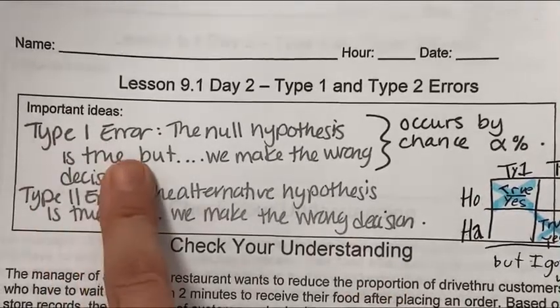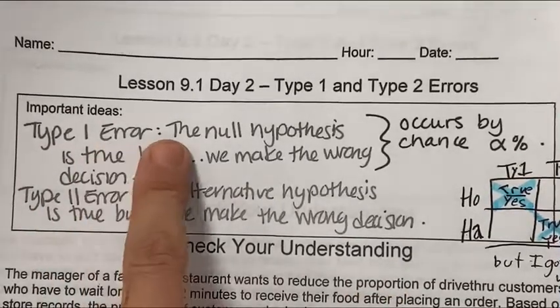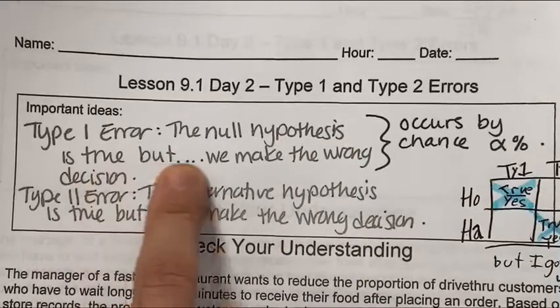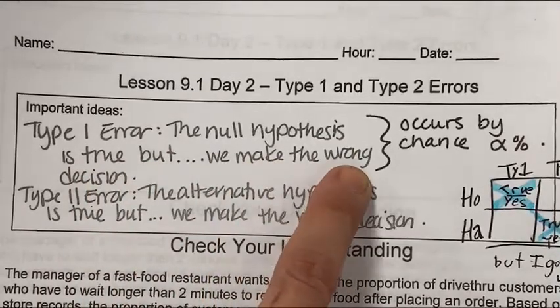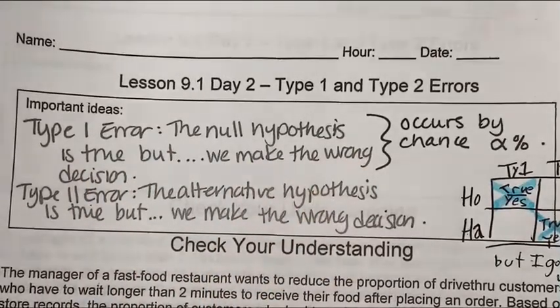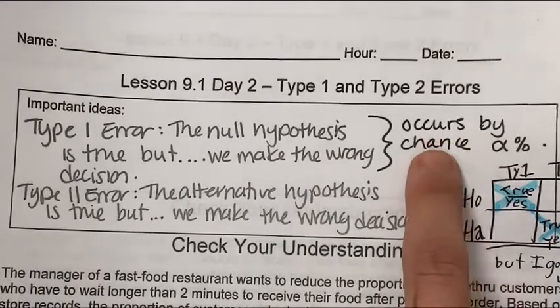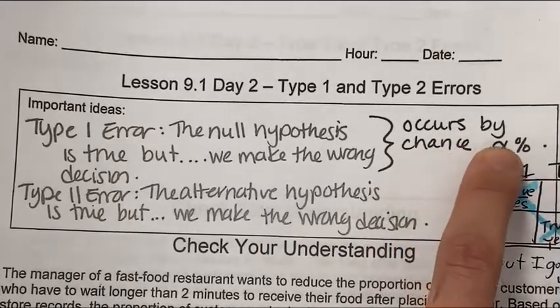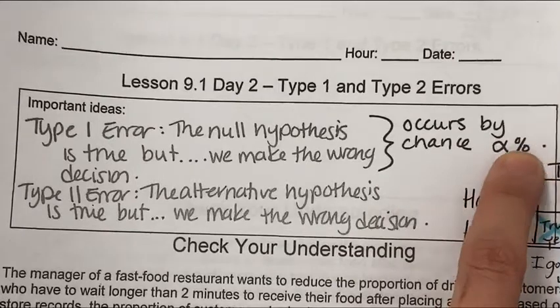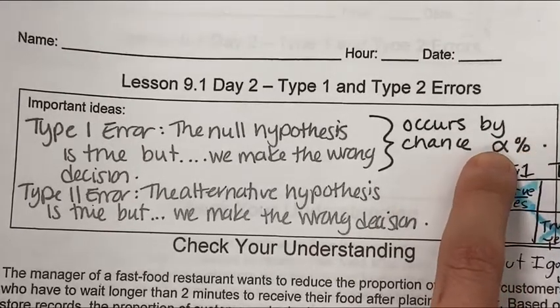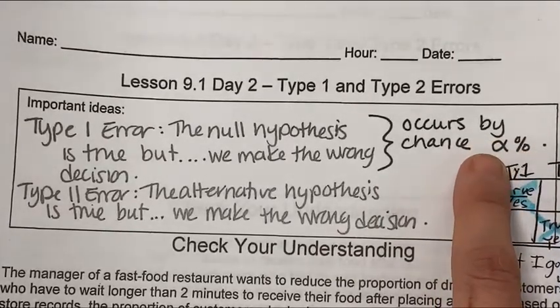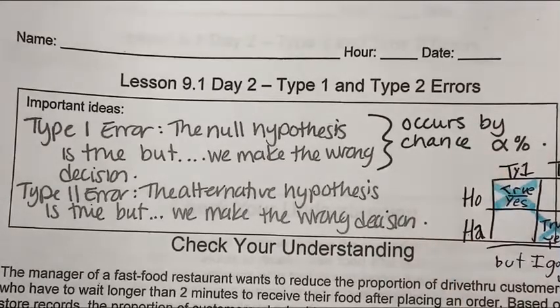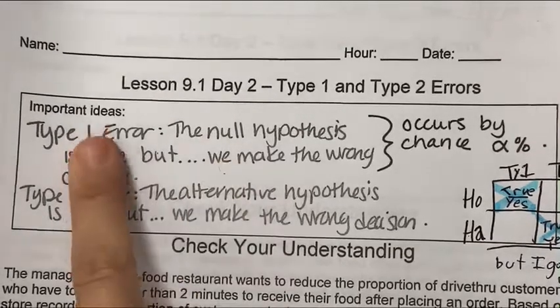So we talked today about a type 1 error. That's when the null hypothesis is true, but accidentally we made the wrong choice. And it's actually not by accident. This is actually going to happen by chance alpha percent of the time. So most of the time they just set alpha at 5%. So 5% of the time, if we make a test, just like back in my weather example, if I do a confidence interval of 95%, 5% of the time I know I'm going to be wrong. So that's called a type 1 error.